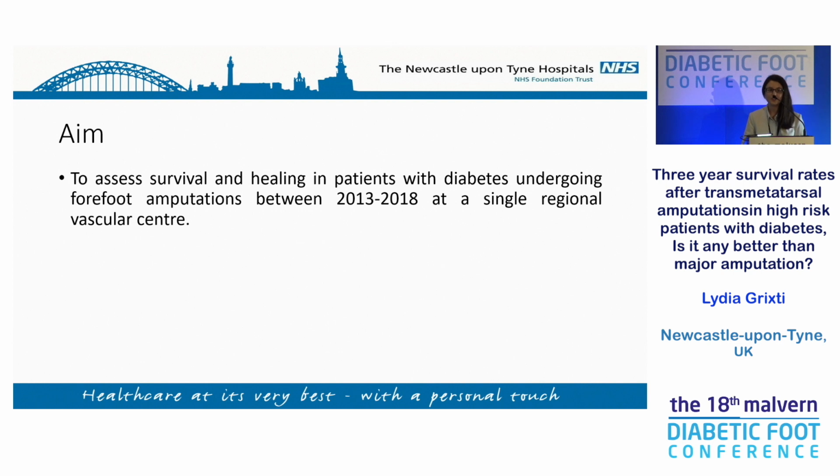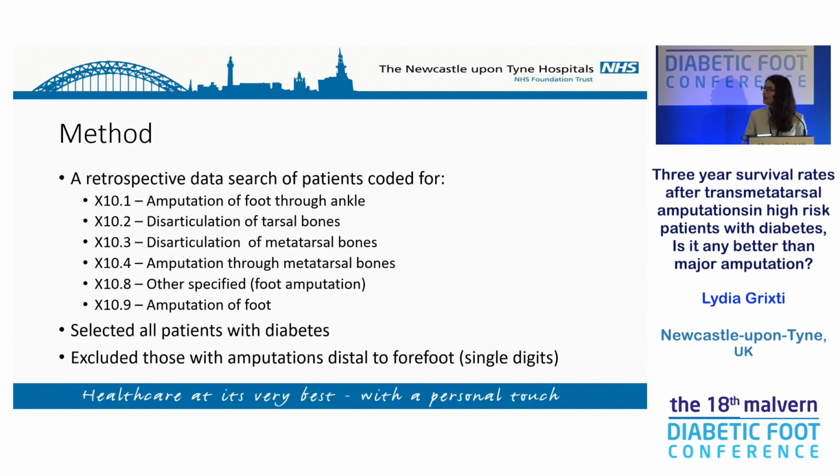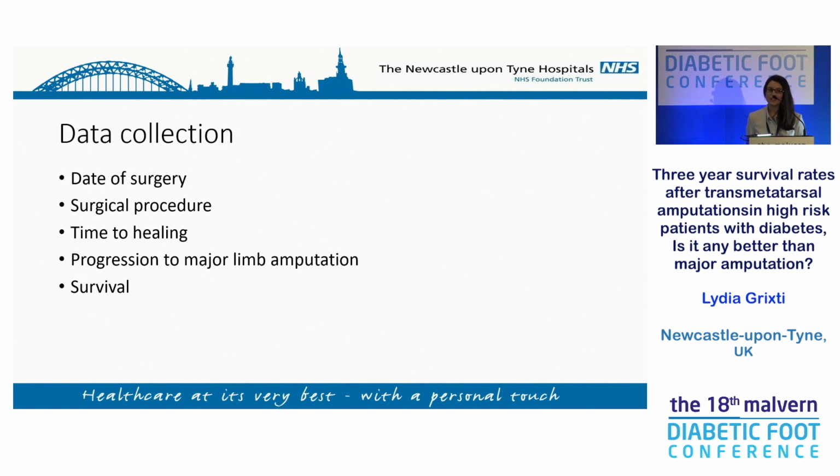We looked at the years 2013 to 2018, and it was a retrospective data search of patients coded for the following. We made sure all patients were diabetics, and we excluded all patients who had just single-digit amputations. We collected data for date of surgery, surgical procedure, time to healing, progression to major limb amputation, and survival, amongst others.